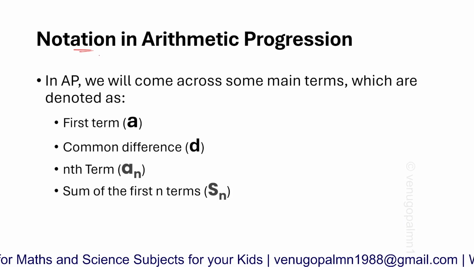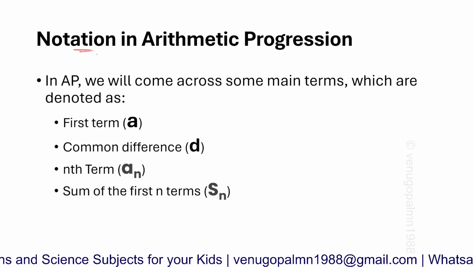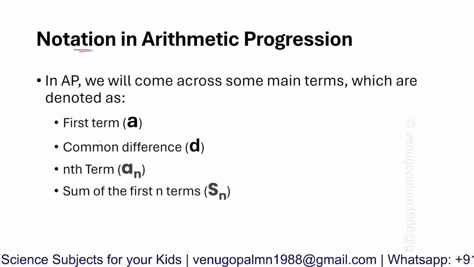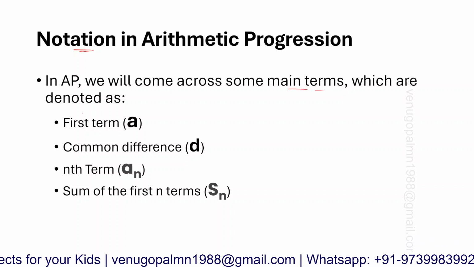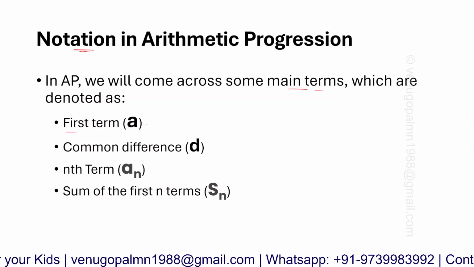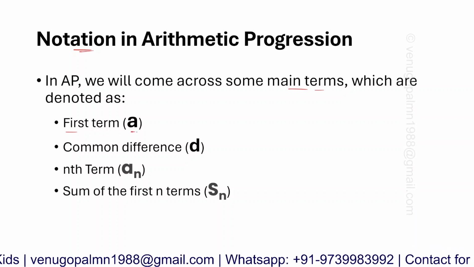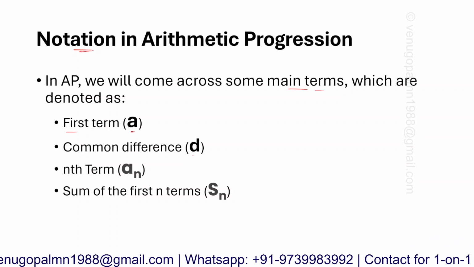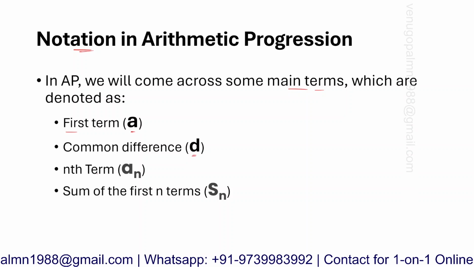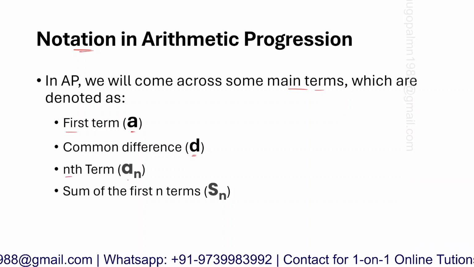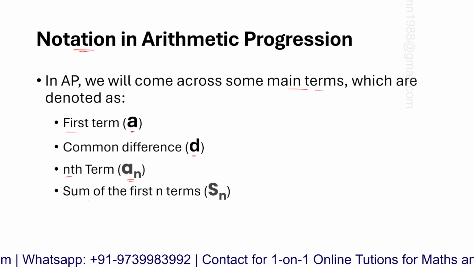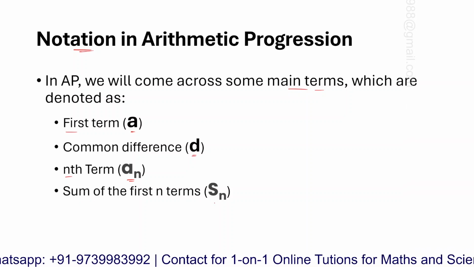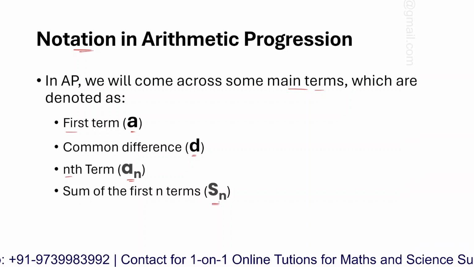Moving on, there are some important notations which will appear in your arithmetic progression. We can also call them terminologies. In an AP we will come across some main terms. The first term we denote with a small a. The common difference we denote with a small d. The nth term of a sequence we denote with a of n. The sum of the first n terms in a sequence we call s of n.